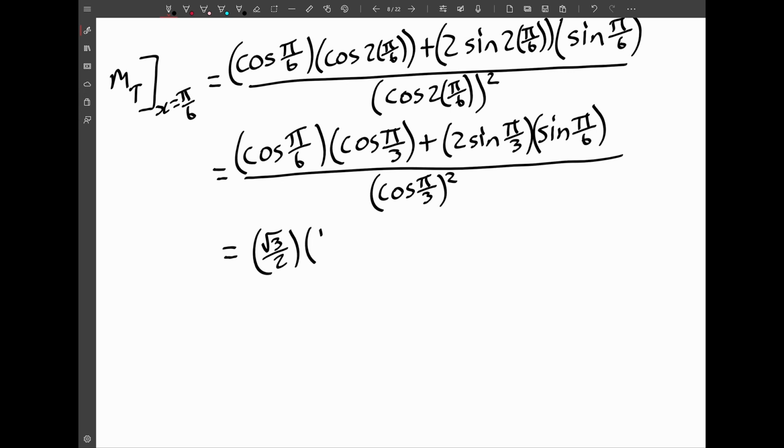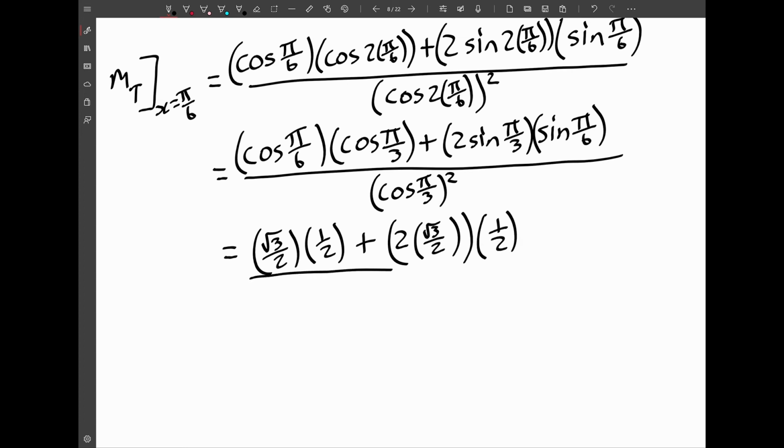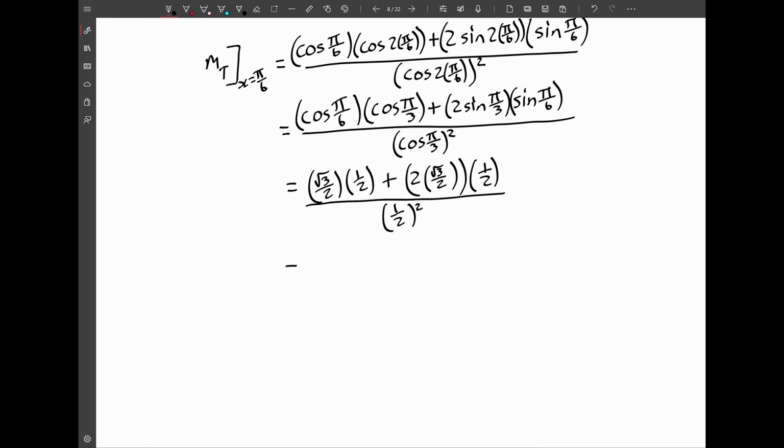Cos of pi over 3 is 1/2. Sine of pi over 3 is root 3 over 2, so this is going to be 2 times root 3 over 2, which we know will simplify really nice, times sine of pi over 6 is 1/2, all over cos of pi over 3 is 1/2 to the power of 2, which we simplify even further, will give us root 3 over 4.